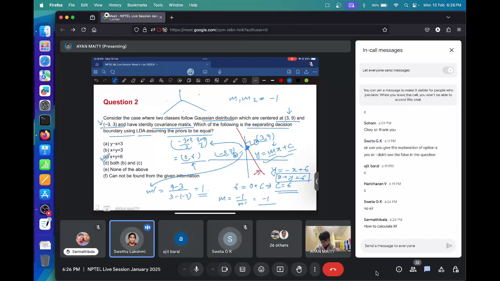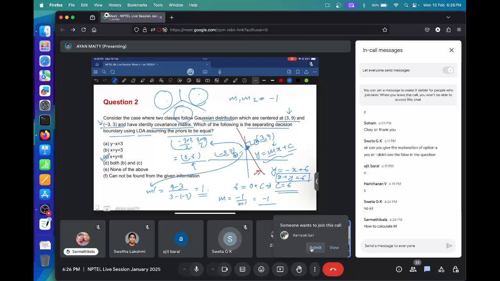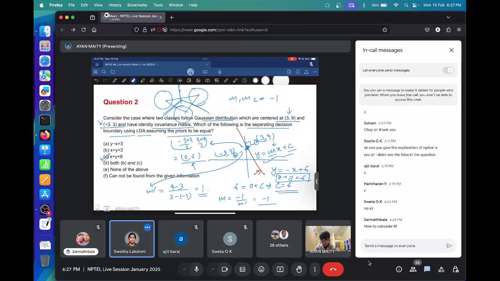Will the same condition hold true if the covariance matrix is a diagonal matrix? Yes, exactly. If the Gaussian distributions are identical in shape, in that case, the straight line would be the perpendicular bisector of the line segment joining them. Okay, any two Gaussian distributions? Yes, they need not have the same parameters or anything.